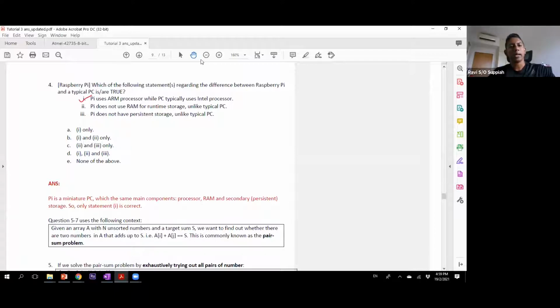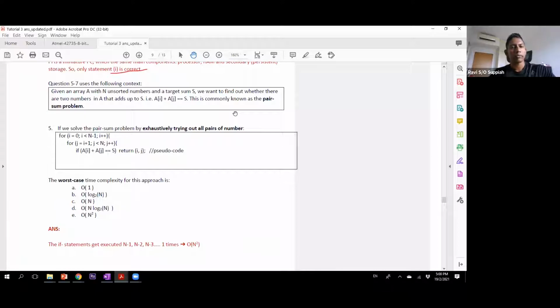For now. Pi does not use a RAM unlike typical PC, so this is definitely false because any computing system that is storing code and executing code needs to have some form of RAM. You need to have persistent storage to hold on to the code, and you need to have RAM to hold on to your variables and your function calls and all this stuff while you're executing code. So definitely 2 is false and 3 is also false. So the only statement that is sort of true right now is 1. So only 1 is correct, statement 1.